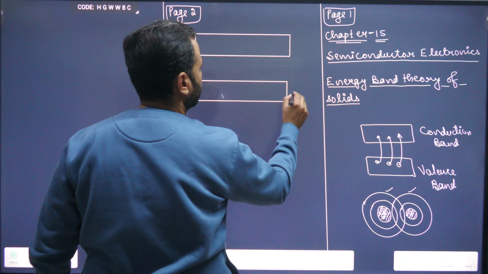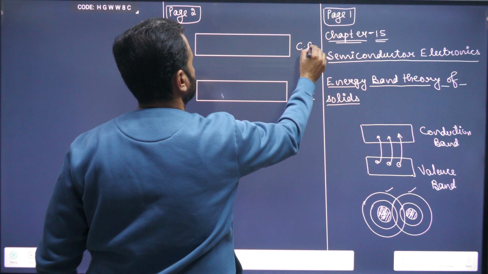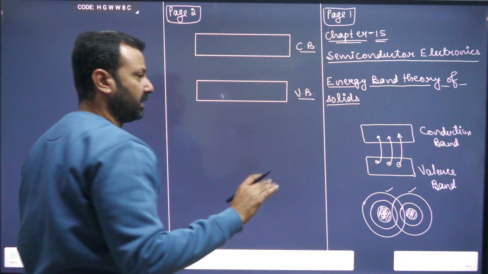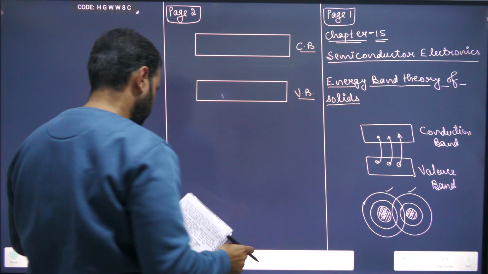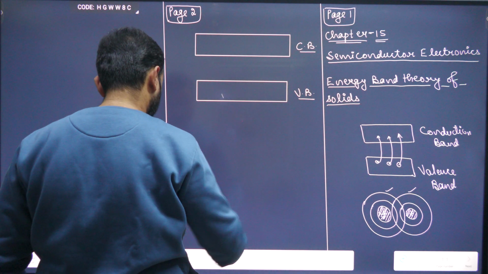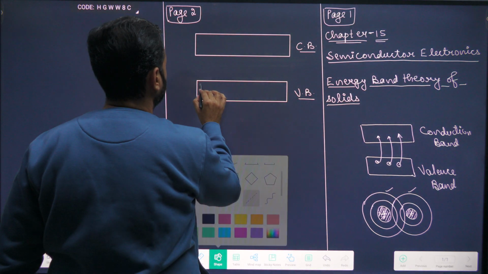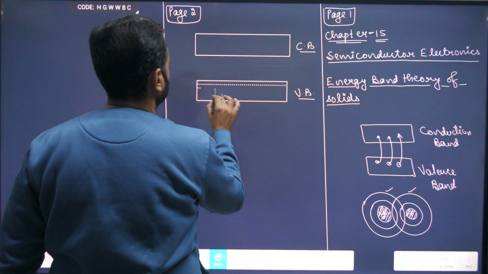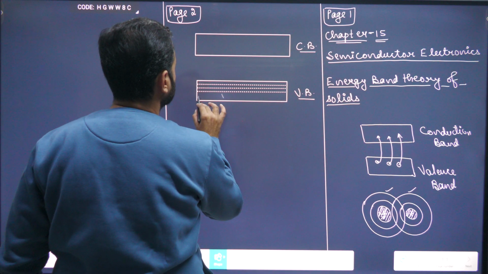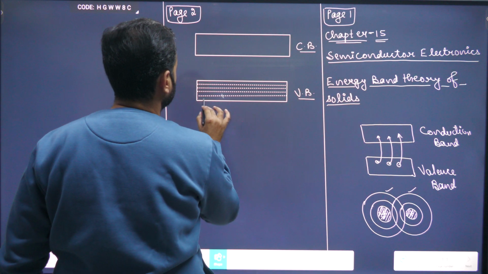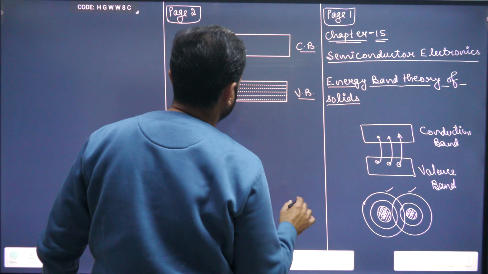So this is VB. VB stands for valence band, and this is CB. CB stands for conduction band. Valence band VB, conduction band CB. Now the dotted lines which I am drawing in this valence band, these are the energy levels. These are the circular energy levels, and I am representing those circular energy levels by straight lines.